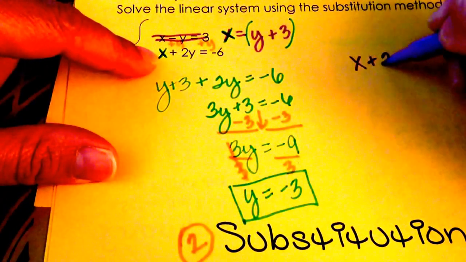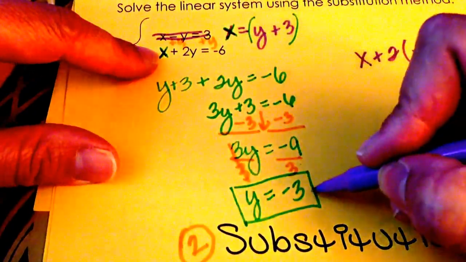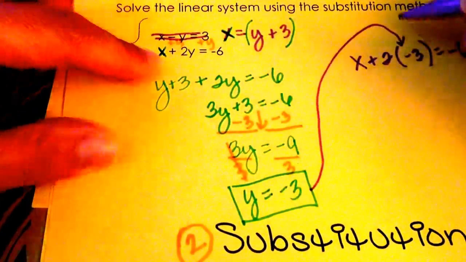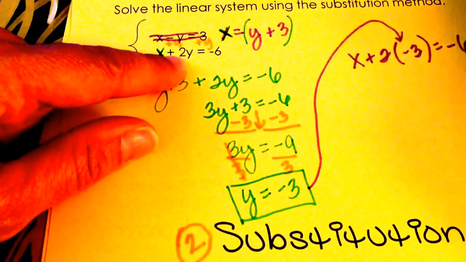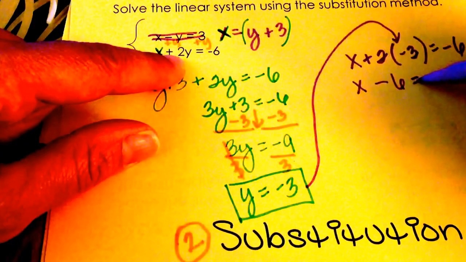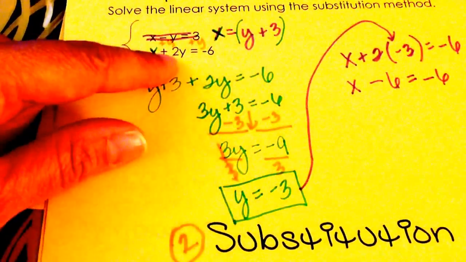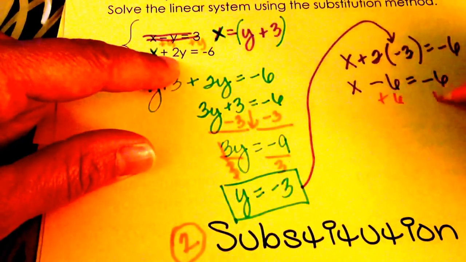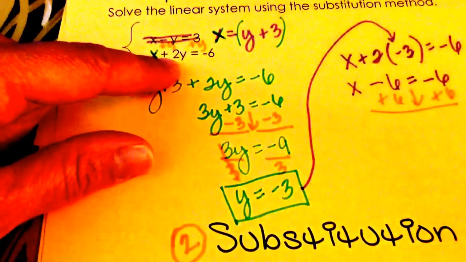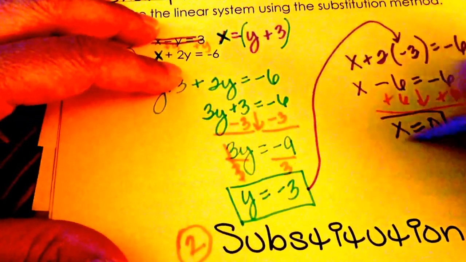x plus 2 times negative 3 is equal to negative 6. So now I'm just using it. I found y and now I'm putting the value in place of y. x minus 6 equals negative 6. 2 times negative 3 gave me x minus 6. And if I solve this equation and add 6 to both sides, I'm going to find out that x is equal to 0.